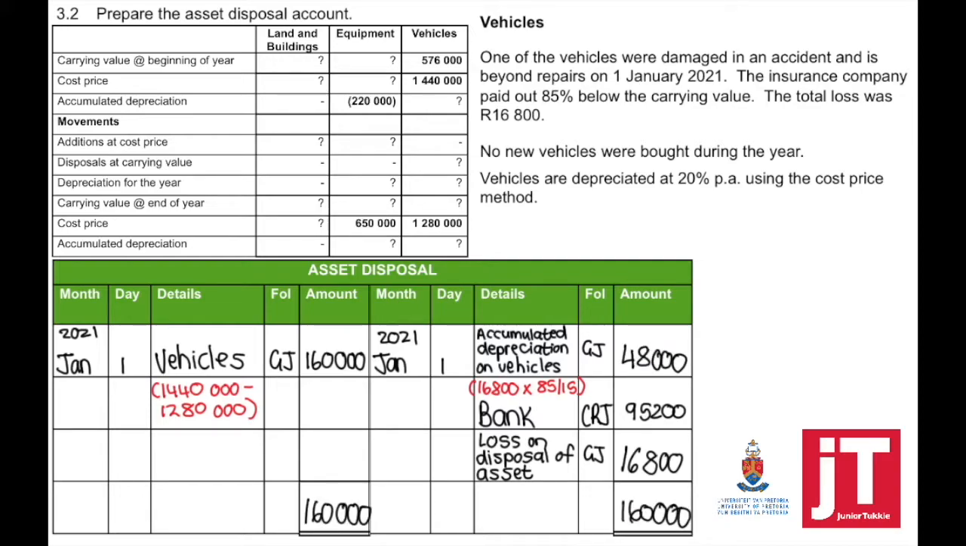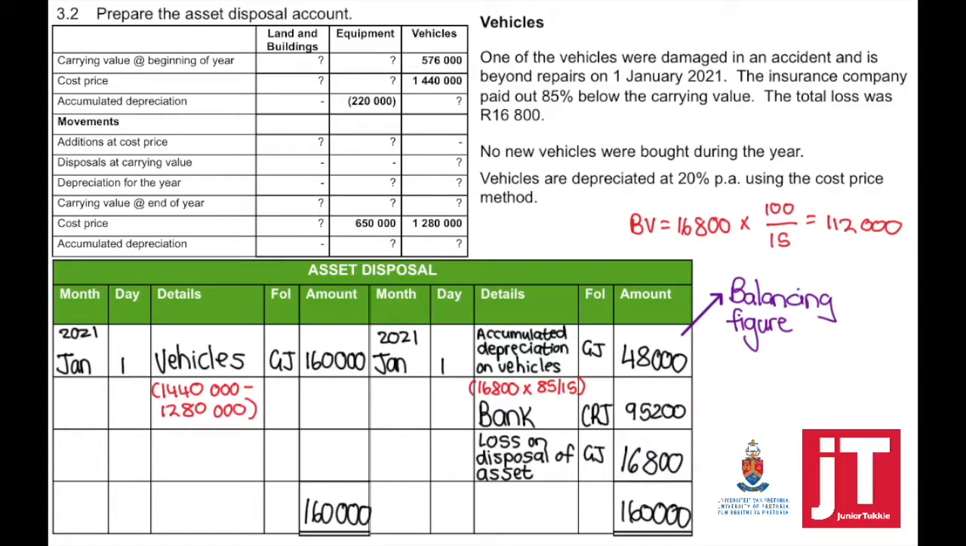Next, we can now simply calculate the accumulated depreciation on vehicles by taking the debit side minus everything on the credit side. So my accumulated depreciation on vehicles becomes the balancing figure. You've got now 2 options to calculate the book value. 1, we can take 16,800 times 100 divided by 15 equals 112,000. If I take the cost, 160,000, minus the total accumulated depreciation, it will also provide you with the book value.